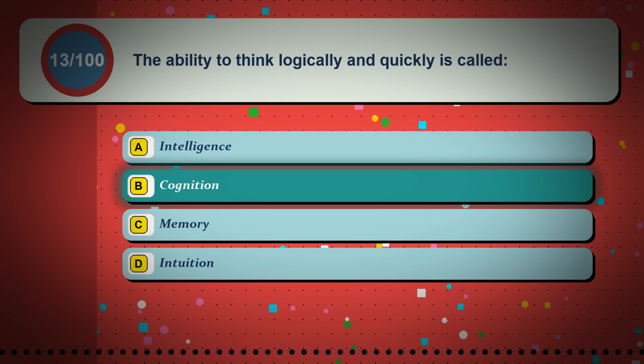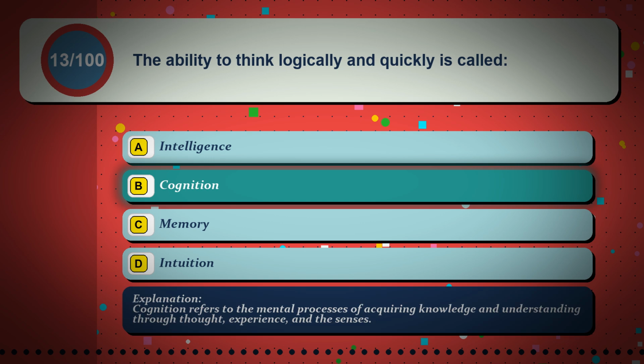The correct answer is option B. Cognition. Cognition refers to the mental processes of acquiring knowledge and understanding through thought, experience, and the senses.